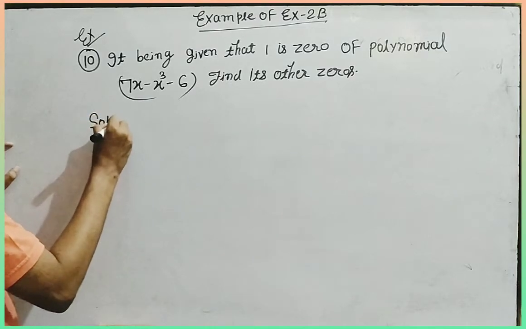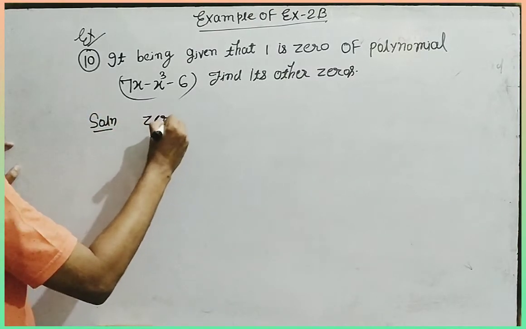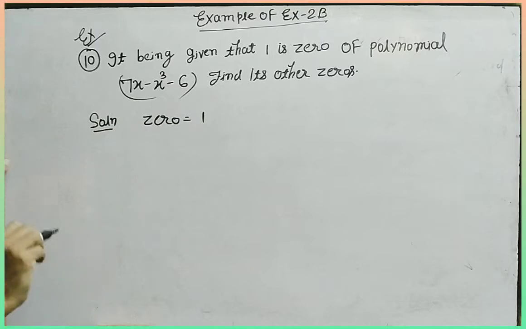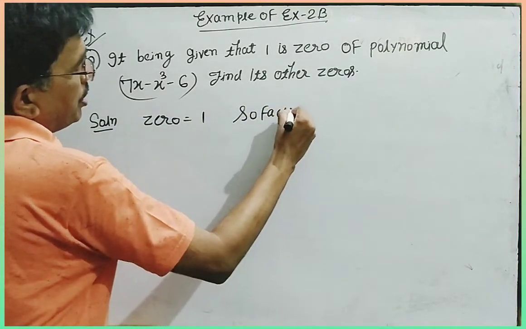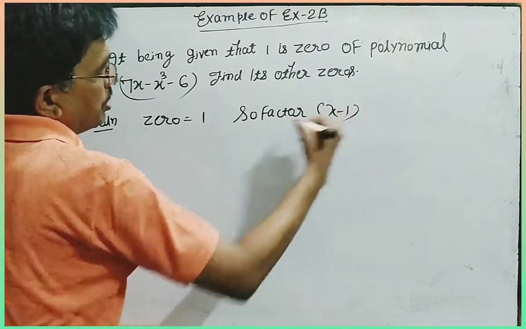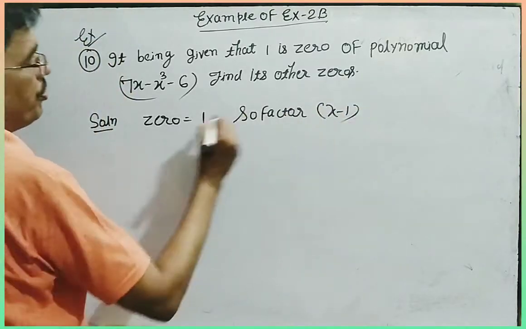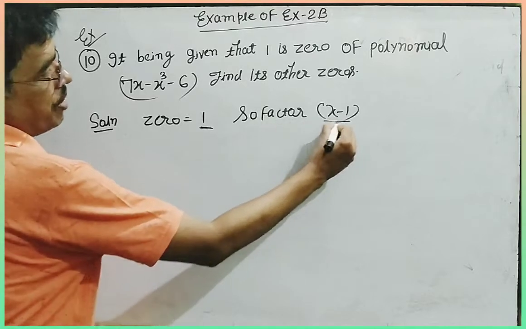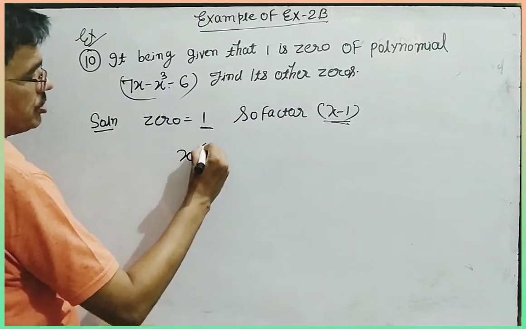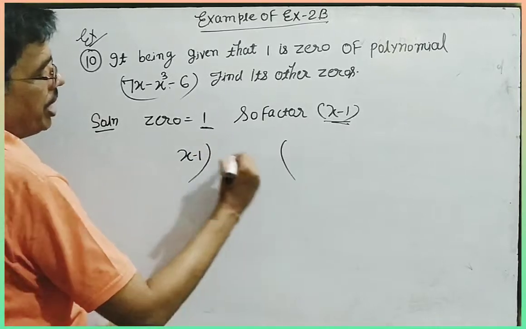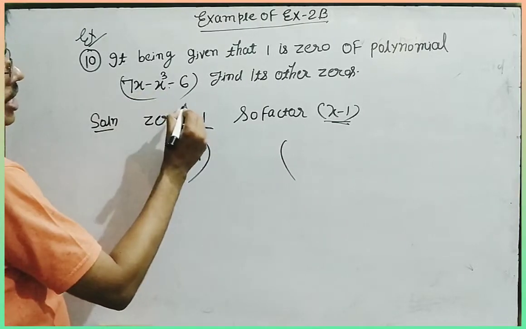You write zero is equal to 1, only 1. So factor is equal to x minus 1. Then it is clear, if 1 is a zero, then x minus 1 is a factor of this polynomial. Now you divide the polynomial by x minus 1, then find the other factor and hence find the zeros.